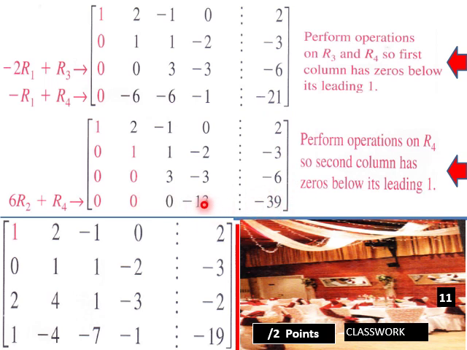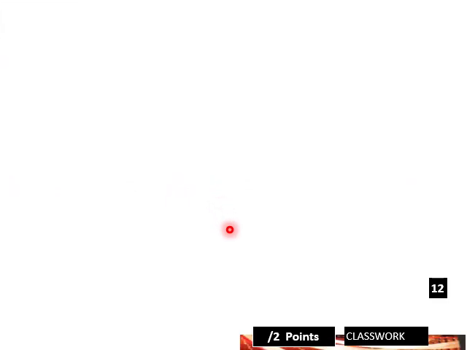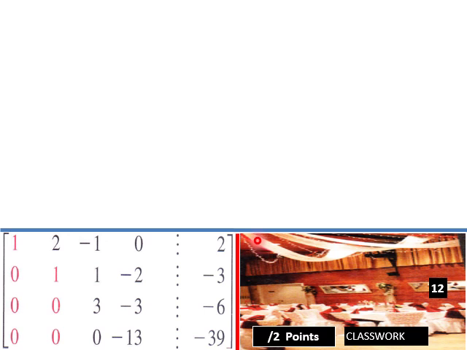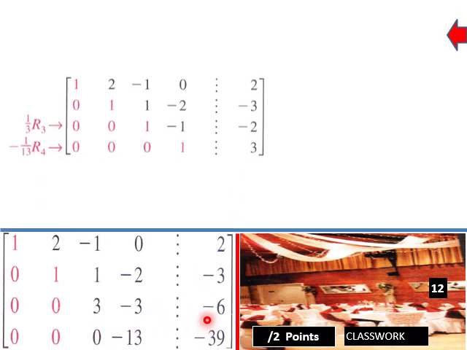So now we're left with this. We need to fix that. So we need leading ones here, and we also need to fix that too. So far this is what we've got here. Perform operations on row 4. So second column has zeros below its leading 1. So okay, yeah, that already. So to do that, here's what we're left with.